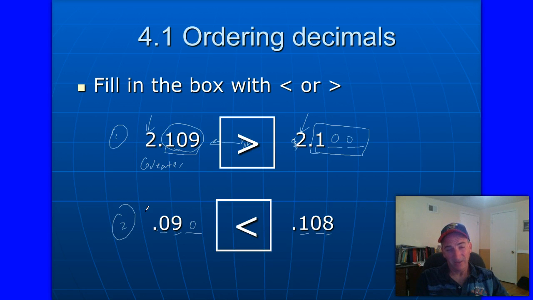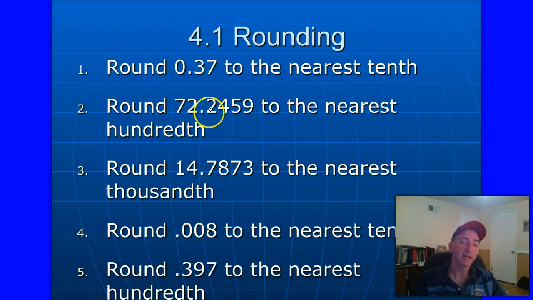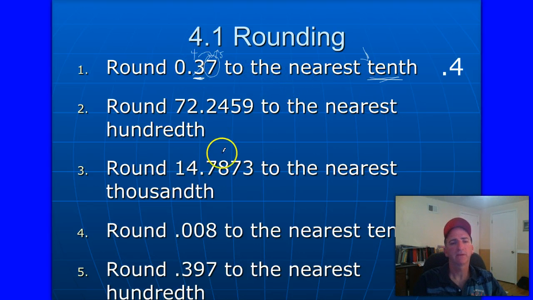Okay, so then we need to move on and start talking about rounding. The first one says round to the nearest tenth. Okay, so remember what we do here? We identify what's in the place value we need. Here we need the tenths, and we look to the right. That's a 7. That's greater than 5. Therefore, that is going to bump up to a 4. 4 tenths, nearest tenth. You have it.